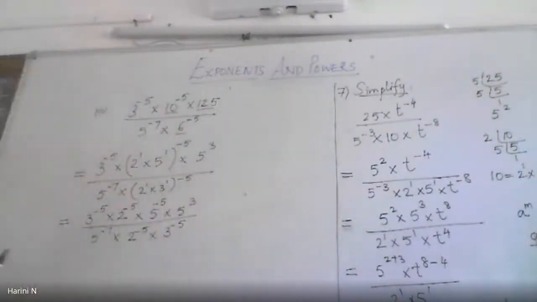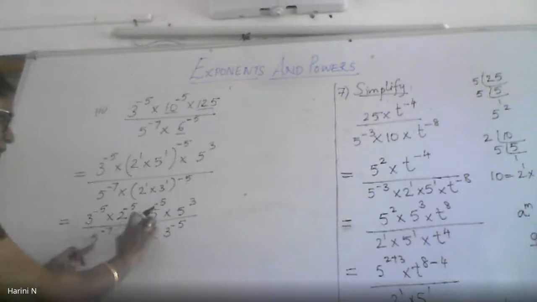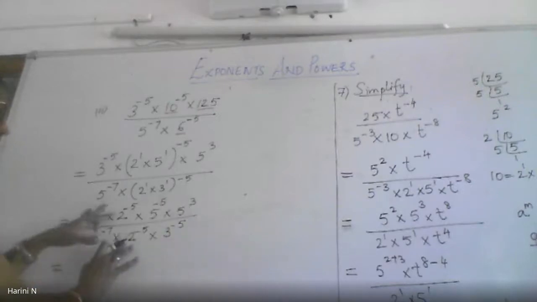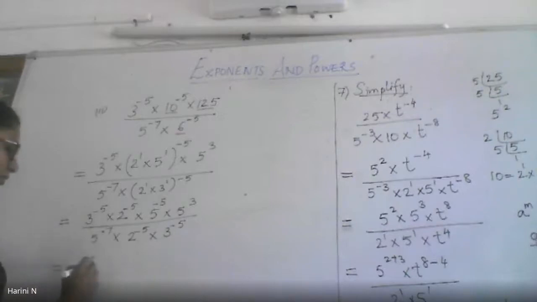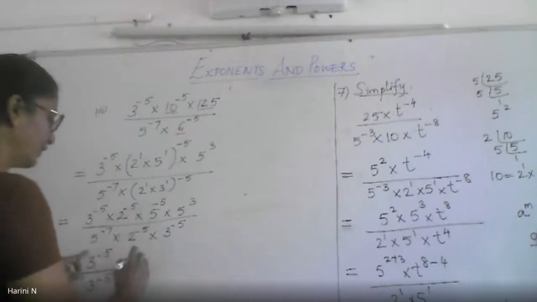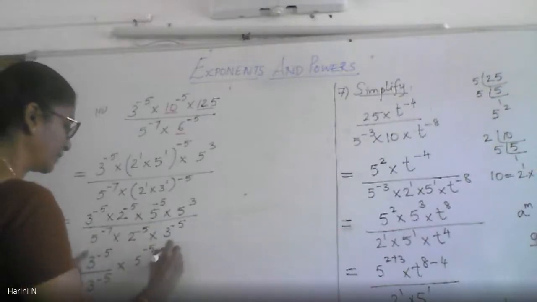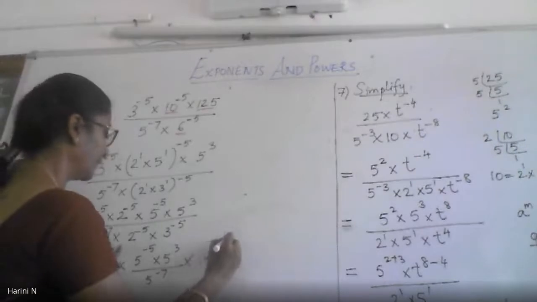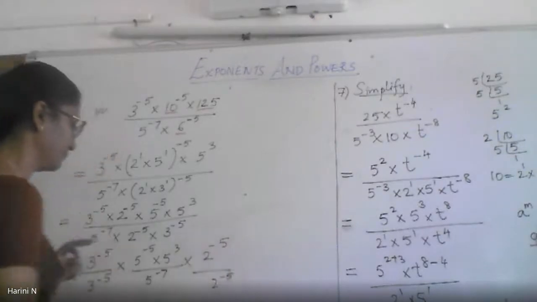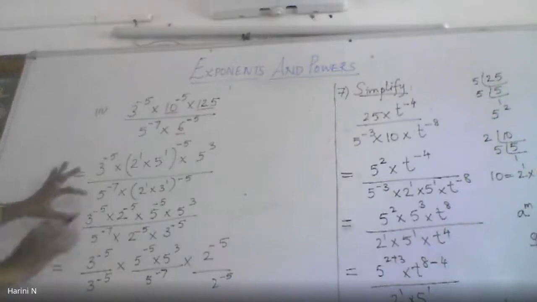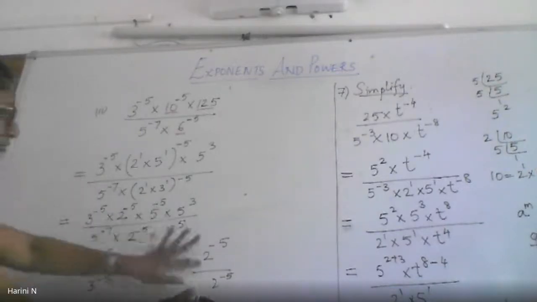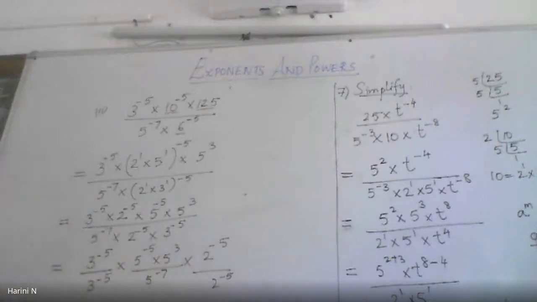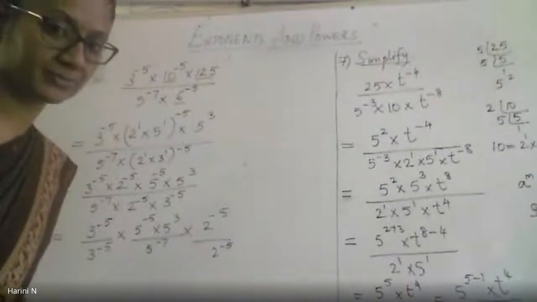Now, depending on the base that you have, you can group them together. All the threes you bring together, all the numbers having base 5 you will take together, all having 2 as base together. So 3 to the power negative 5 by 3 to the power negative 5 into, you have 5 to the power negative 5 into 5 to the power 3 divided by 5 to the power negative 7 into 2 to the power negative 5 divided by 2 to the power negative 5. So I have just grouped them together, the 3's, the 2's and the 5's. Right? Now I have to use my laws.